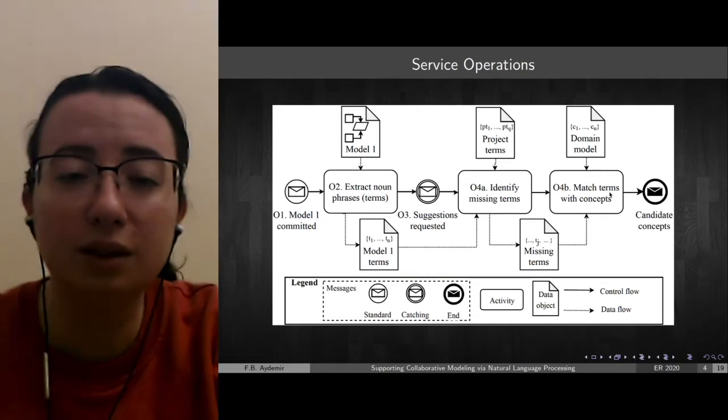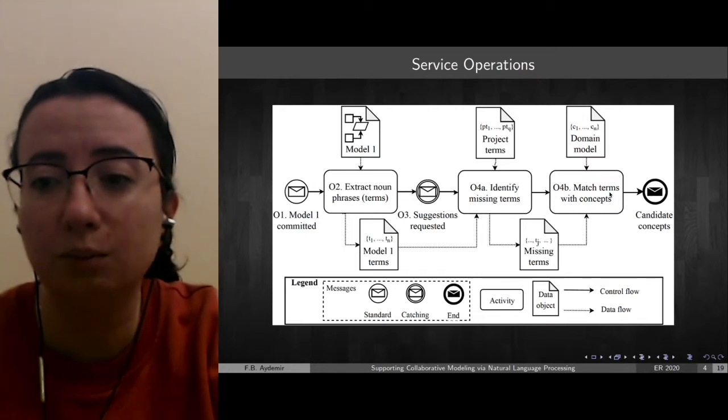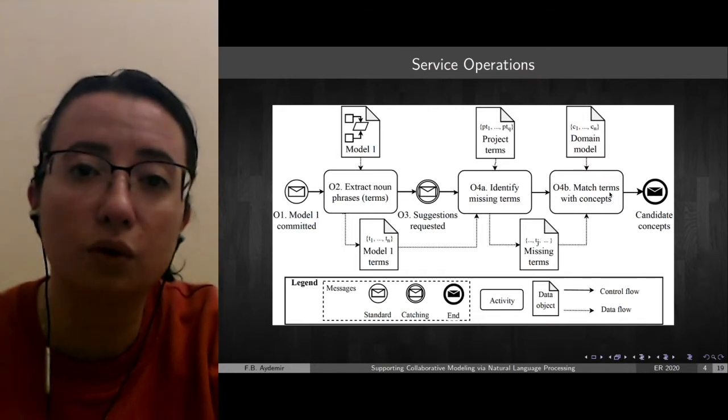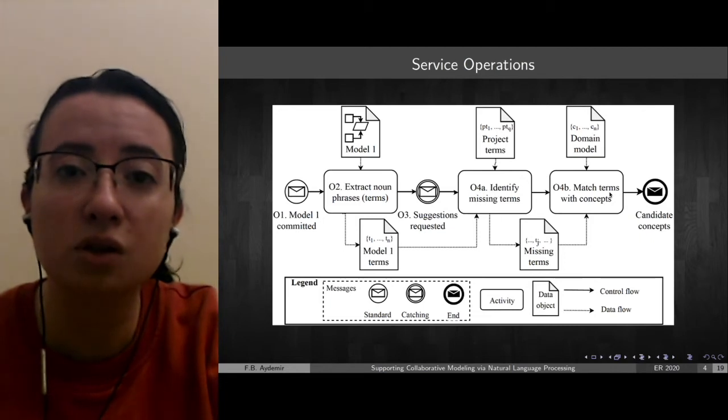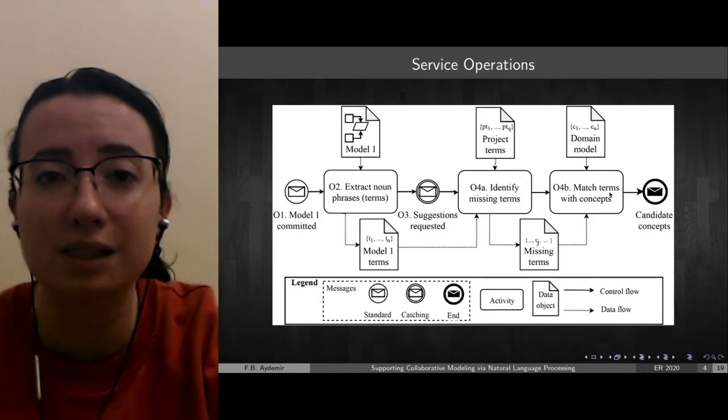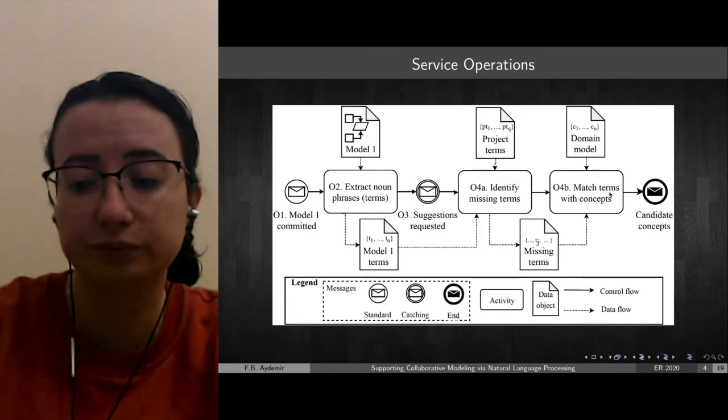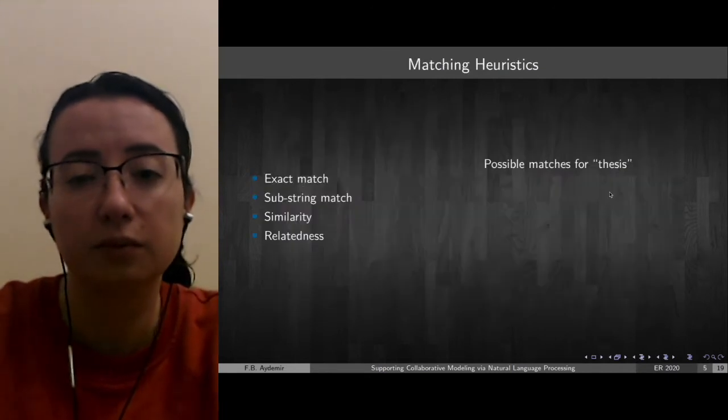What is not shown here is the feedback part, where the modeler sends feedback about the usefulness of the suggestions, which the service then uses to customize the future suggestions.